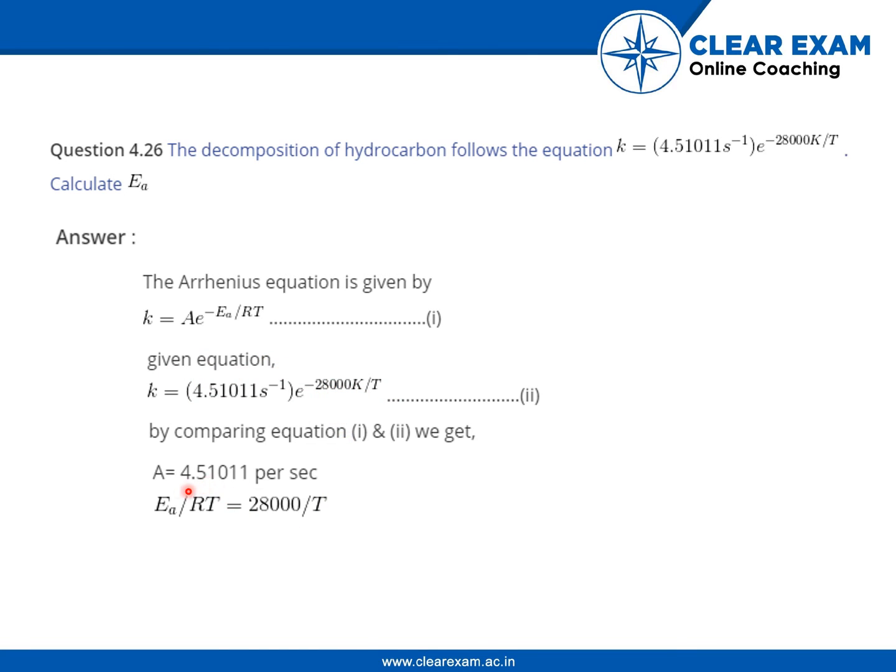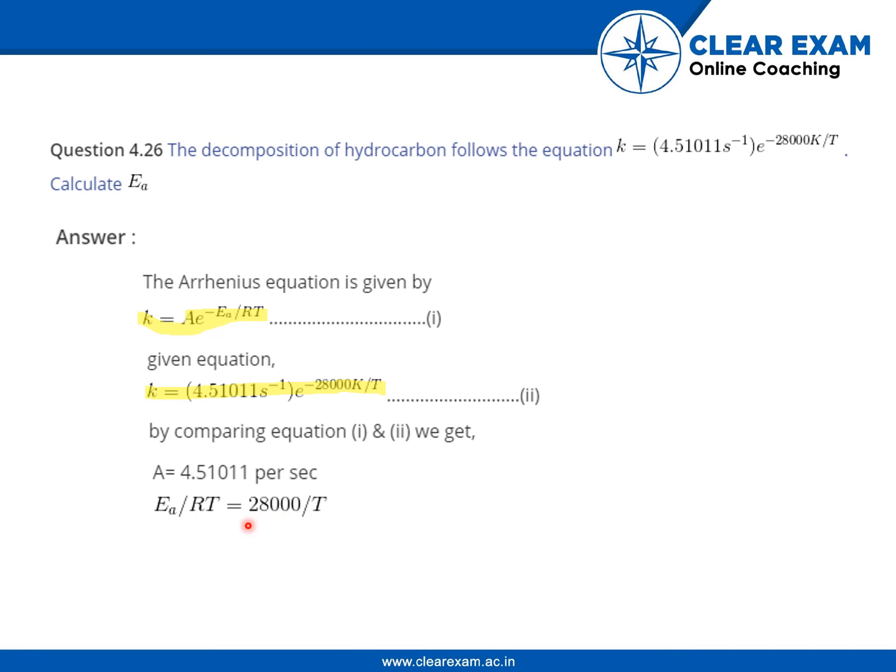So we can easily see that if we just compare this equation with the Arrhenius equation, you can easily point out that A has the value of 4.5 × 10^11 per second. Now just see the power of e: minus Ea by RT is given by minus 28,000 K by T. So we will just compare it.